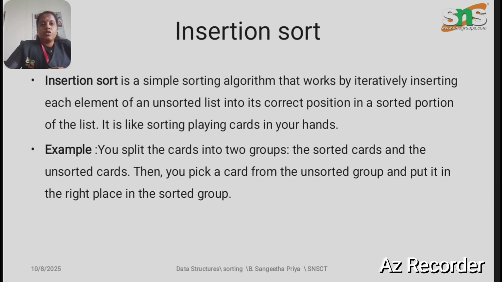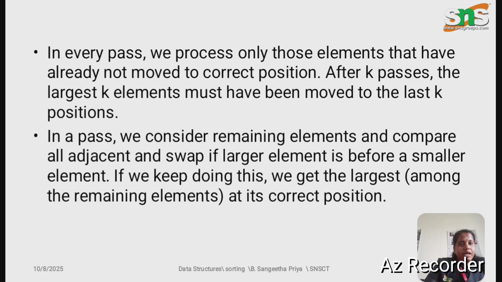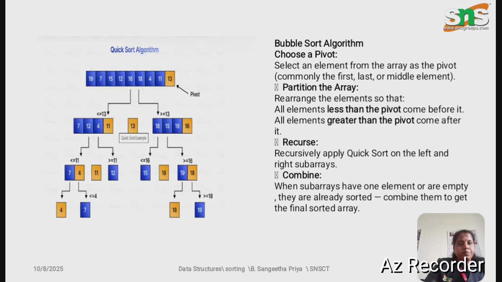Insertion sort is a simple sorting algorithm that works by iteratively inserting each element of an unsorted list into its correct position in the sorted portion of the list. It is like sorting playing cards in your hand. For example, you split the cards into two groups, the sorted cards and the unsorted cards. Then you pick a card from the unsorted group and put it in the right place in the sorted group.